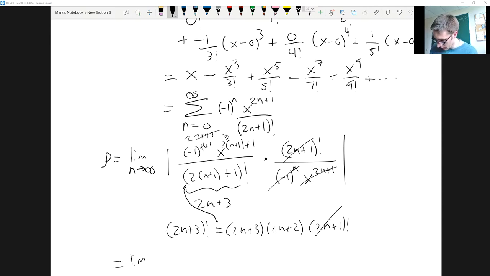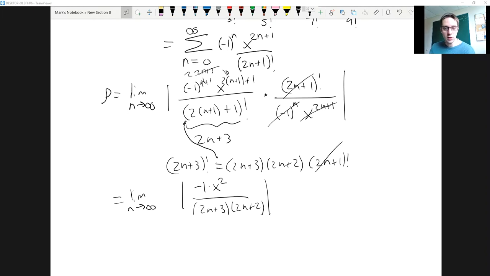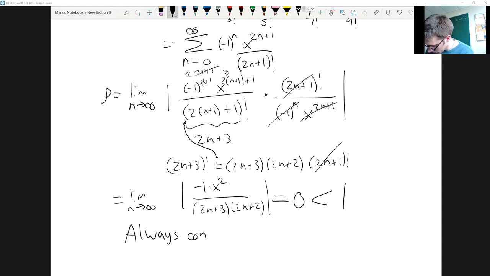And so we'll have the limit as n goes to infinity of the absolute value of negative 1. Then we have 2 factors of x. And then in the bottom, we'll have 2n plus 3 and 2n plus 2. And what I want you to notice is that the denominator there is growing to infinity, but the numerator is staying exactly the same size. And so this is going to approach 0. And if our ratio of consecutive terms is 0, well, that's clearly less than 1. And so we would say this always converges.